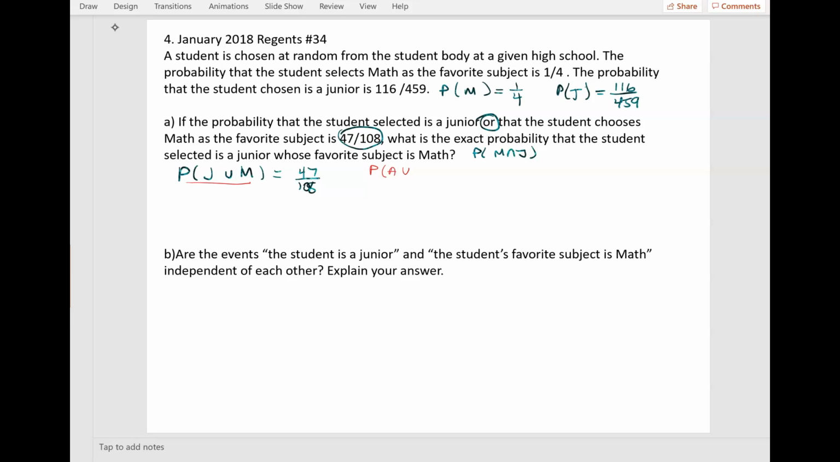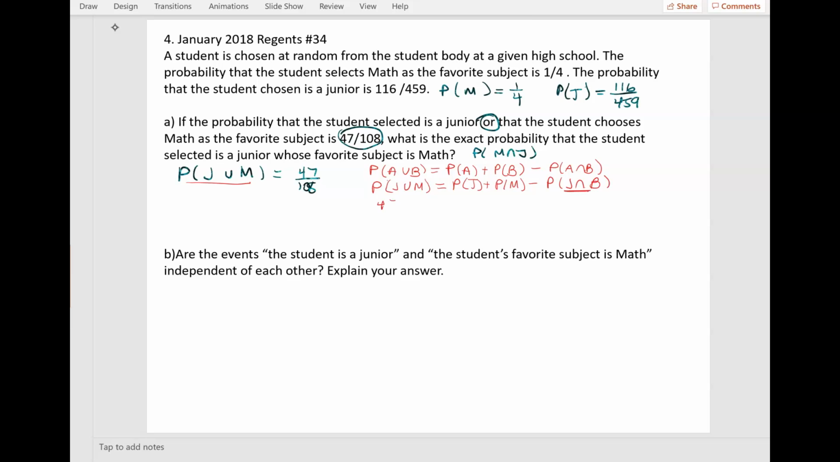So if you recall, the general addition rule is the probability of A or B is equal to the probability of A plus the probability of B minus the probability of A and B. So in this, we're going to just put the notation here representing math and junior to make our lives a little easier. And again, this is what we're looking for.